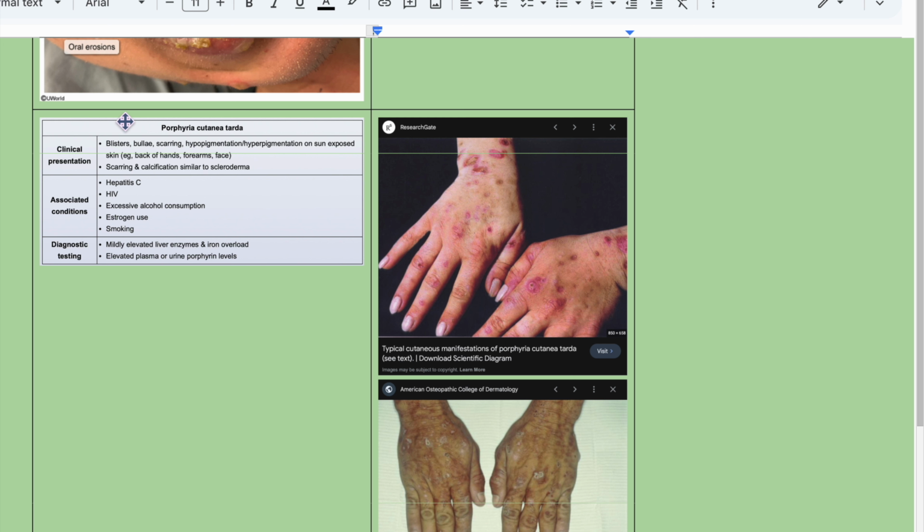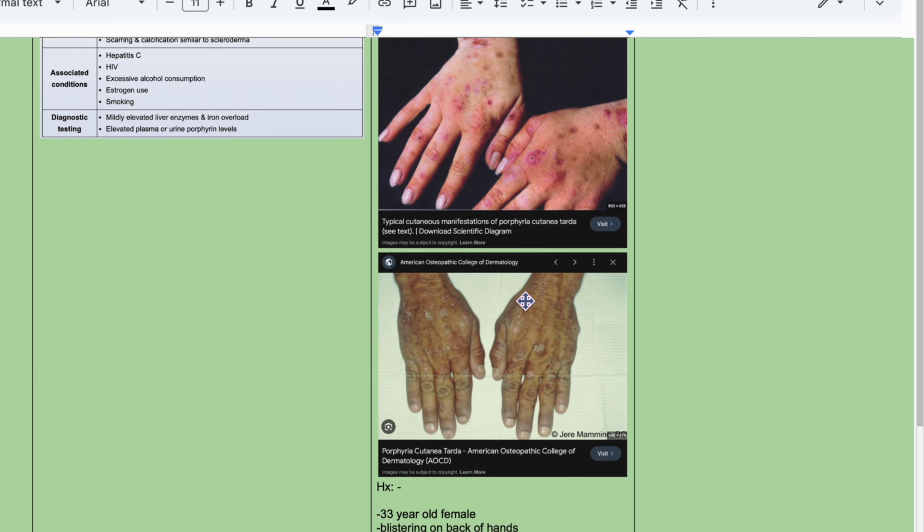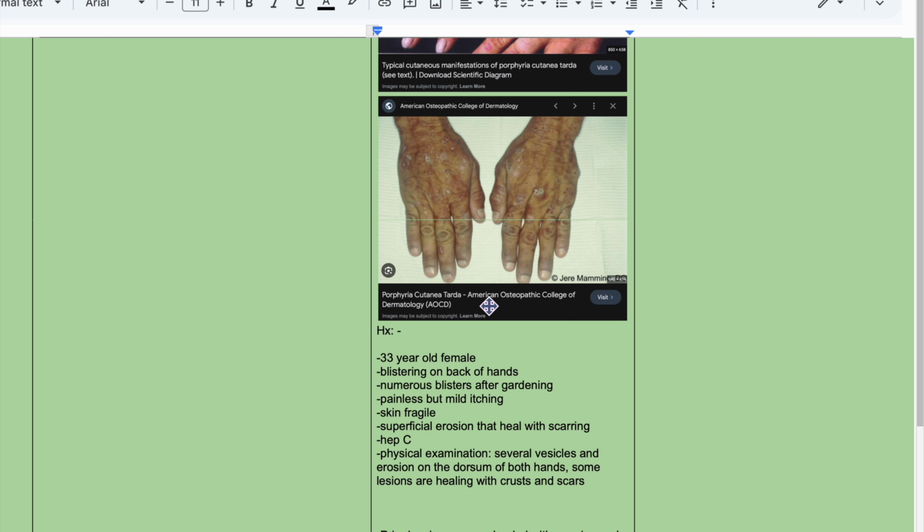Porphyria cutanea tarda, that's the vampire one. Clinical presentation: blisters, bullae, scarring, hypopigmentation, hyperpigmentation on sun-exposed skin, for example the back of the hand, forearm, face, scarring, and calcification similar to scleroderma. Associated conditions are Hep C, HIV, excessive alcohol consumption, that's the most common one, estrogen use, and smoking. Diagnostic testing shows mildly elevated liver enzymes and iron overload, and elevated plasma or urine porphyrin levels. This is what it looks like from Google.